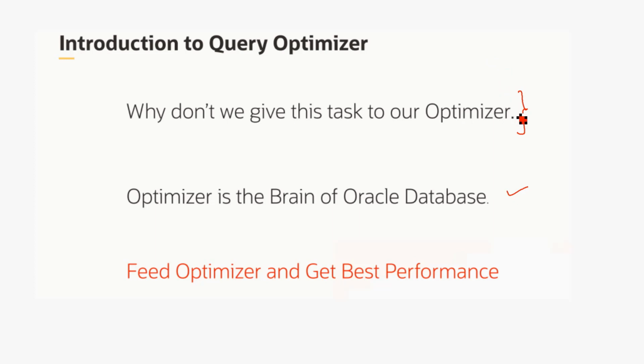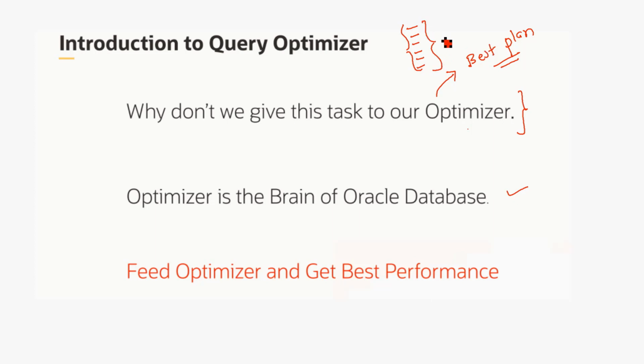We can't give the optimizer that many tasks, because the optimizer's ultimate goal is to select the best possible plans. So I will let the optimizer know what the plans are, and among these plans the optimizer will select the best possible plan. This task is for the optimizer. It's our responsibility to let the optimizer know that the plans being generated are good plans, not bad plans.